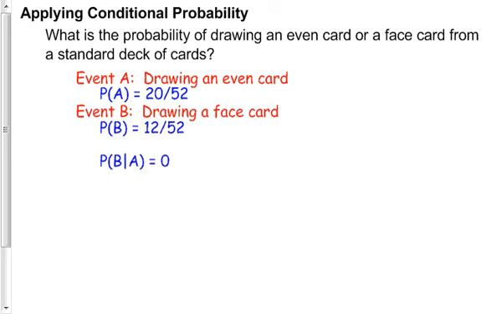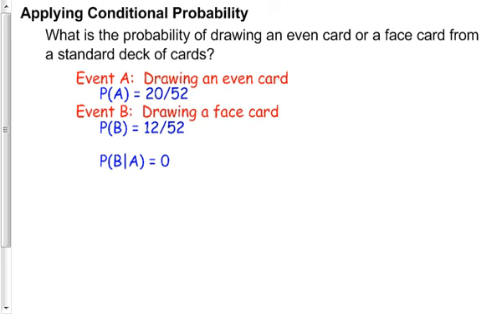For event A, the probability is 20 out of 52, because there are 20 even cards in a deck of 52 cards. Event B is 12 out of 52, because there are 12 face cards in a deck of 52. And then the probability of B given that A has occurred is 0, because even though you choose an even card, there's no way that any of those even cards is also a face card. When we say the probability of B, given that A has occurred, we're asking: knowing that it's already an even card, what's the probability that it's also a face card? Which is 0.